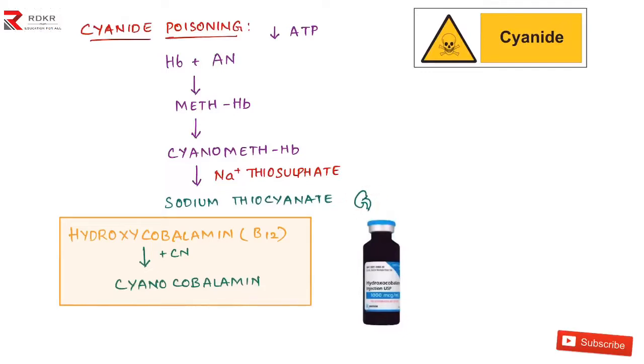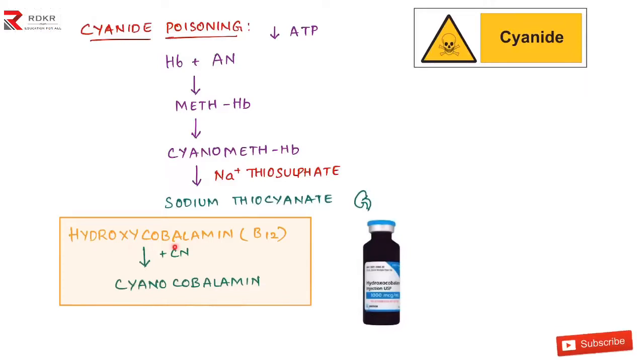So this cyanomethemoglobin or methemoglobin cannot be excreted. So only the sodium thiocyanate can be excreted. So cyanide is removed in this form. This is one way of removing cyanide from the body. And the most important drug of choice, or antidote, for cyanide poisoning that we are using nowadays is hydroxycobalamin. That is, one form of the vitamin B12 is converted into another form of vitamin B12.